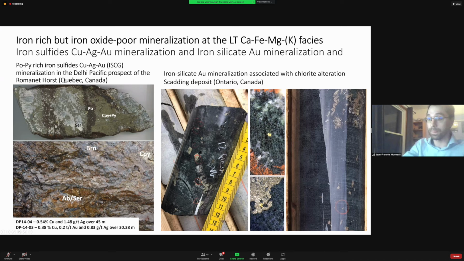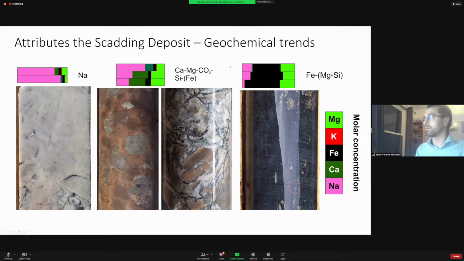Going a little bit more into the characteristic geochemical trend for the Scattering deposit. In general, we start with an albitite. There's an early stage of carbonate alteration that is overprinting the earlier silica alteration. Iron progressively gets into the system. We can see here the carbonates are progressively getting rimmed by chlorite.